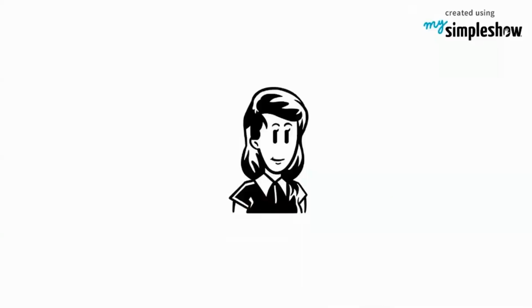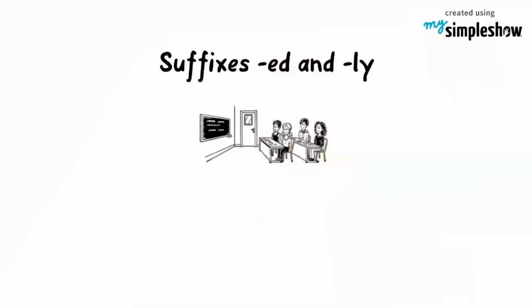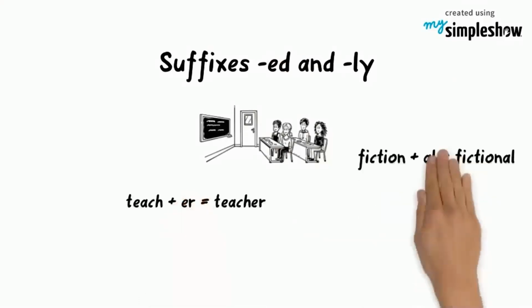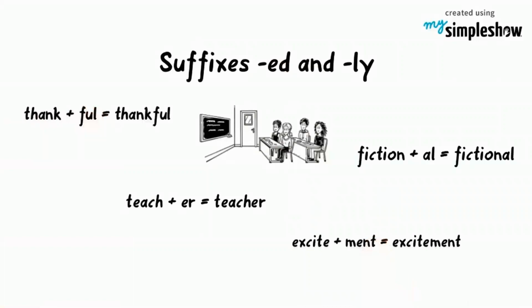Hello everyone. So today we'd like to talk about two types of suffixes, the suffix ed and the suffix ly. But first, we'd like to have a review on what suffixes are. As we know from our previous lesson, suffixes are morphemes or units that you place at the end of a word to form a new word, or what we call a derivative, like in the examples that we have right here.